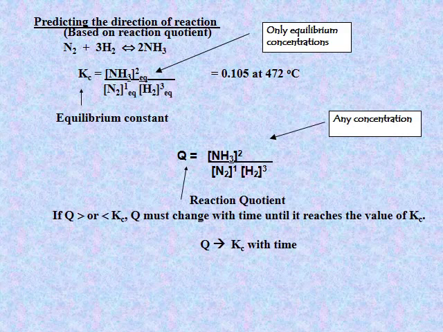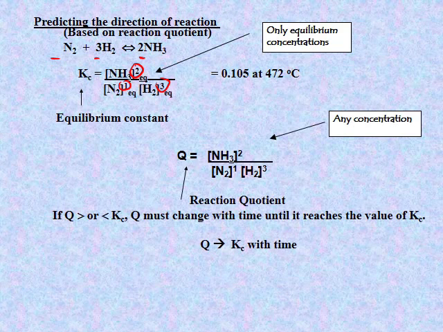Now, predicting the direction of reaction: what we call the Q value. We already defined the equilibrium constant. You must have product concentrations on the top, raised to the power of the coefficients of the balanced reaction. That's how we got 2 on the top of ammonia, 1 on the top of nitrogen, and 3 on the top of hydrogen, because these are the coefficients of the balanced reaction. And keep in mind, these are the concentrations which exist after equilibrium is reached.